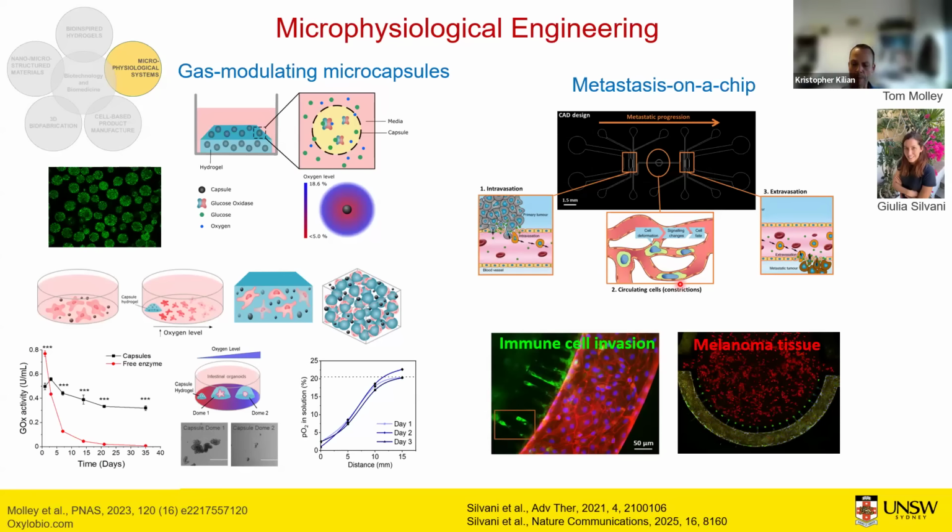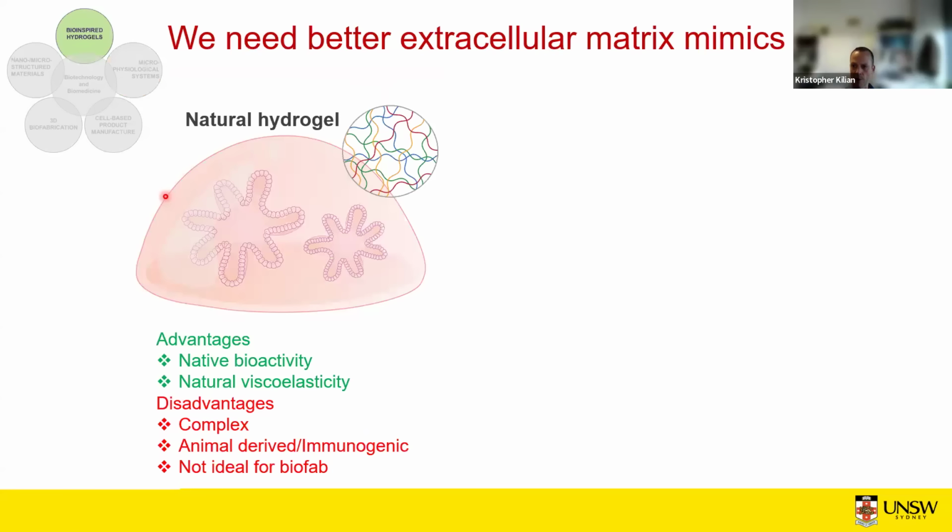Okay, so that was broad, I know. I just wanted to give a snapshot of the different areas in the group based on this diagram. But the thing that I'm going to focus on predominantly today is some of our mimics of the extracellular matrix. And why are we interested in this?